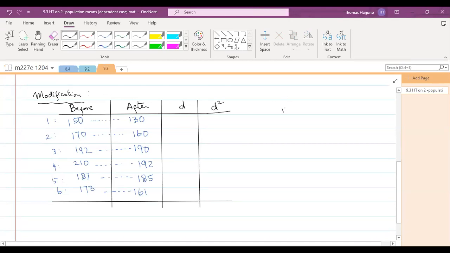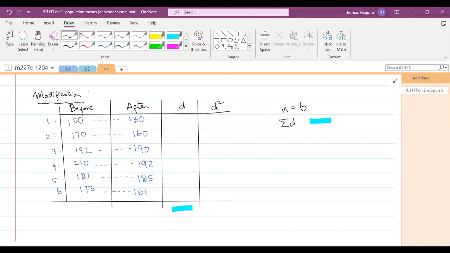So later on your N will be 6, right? Your N will be 6. There are 6 pairs of data. Okay. Now then after you get that N, well, you have that N, that's 6. Find the sum of D, which is something you get from here. And find the sum of D squared, which you get from here.